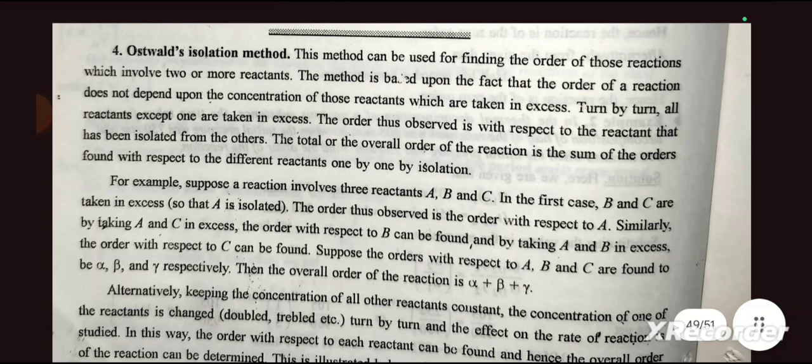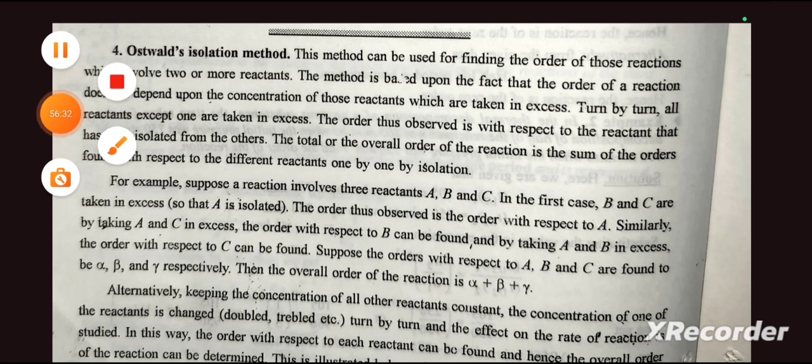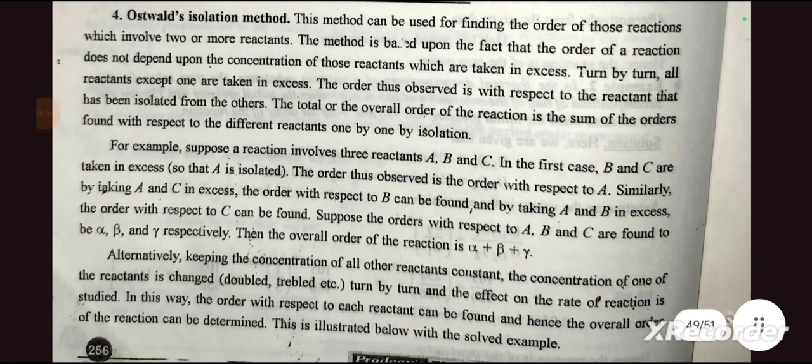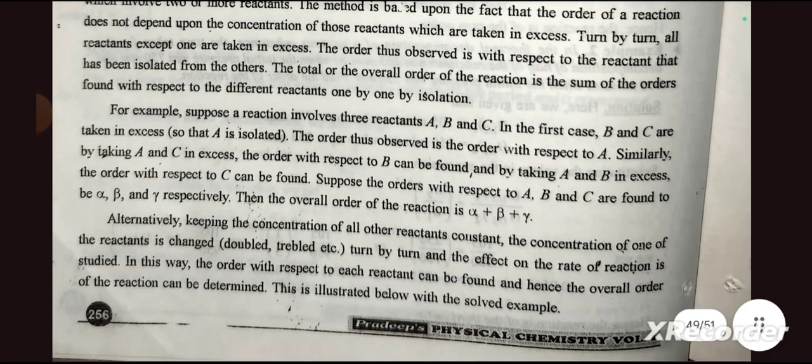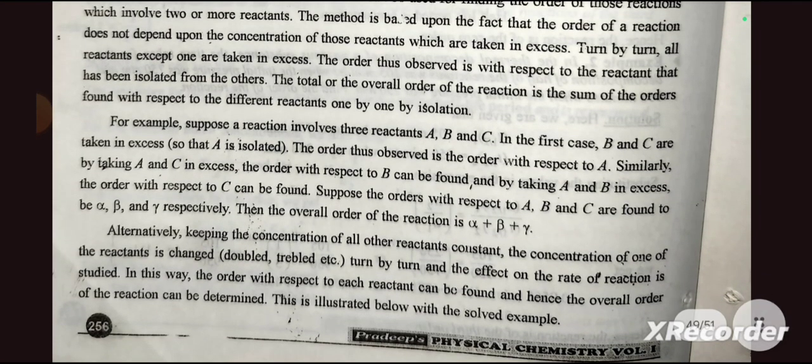Fourth, Ostwald dilution method. This method can be used for finding the order of those reactions which involve two or more reactants. The method is based upon the fact that the order of reaction does not depend upon the concentration of those reactants which are taken in excess. Turn by turn, each has been isolated from the others.